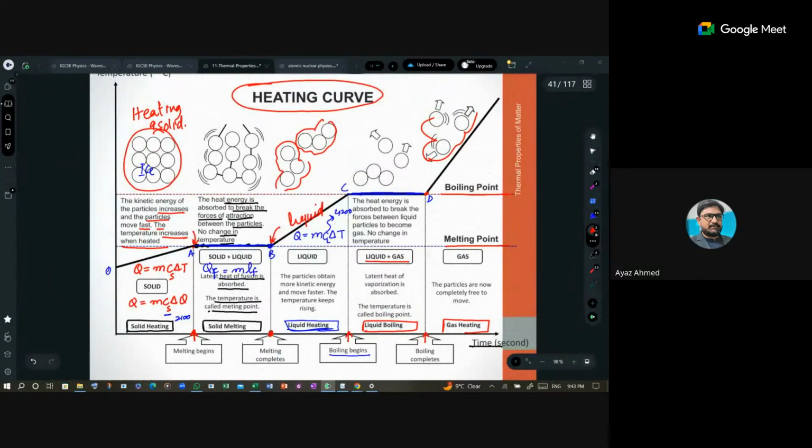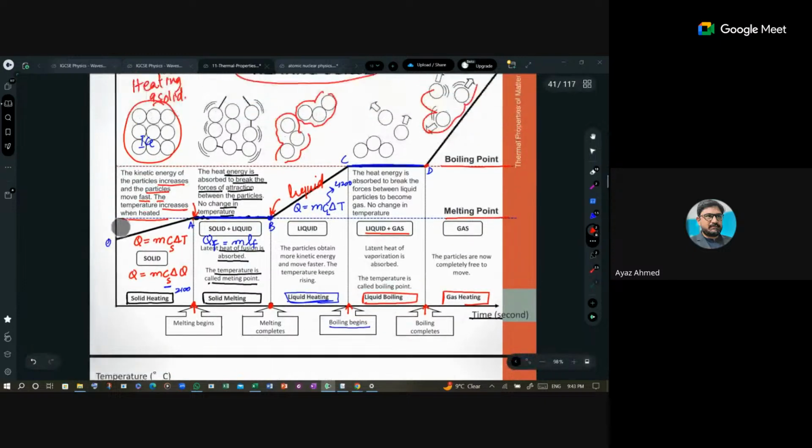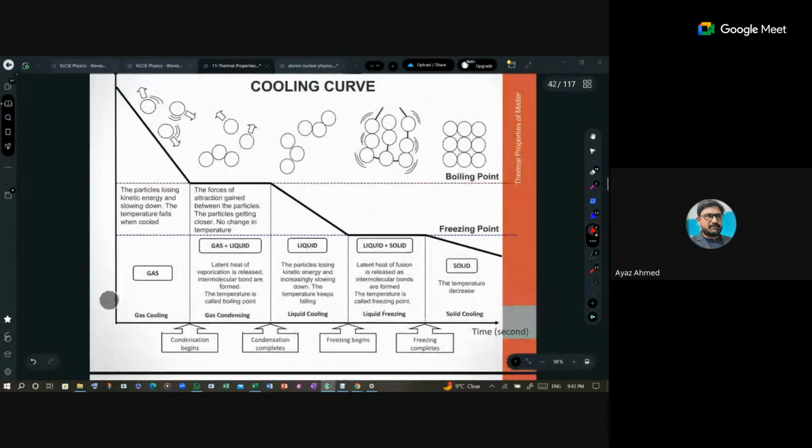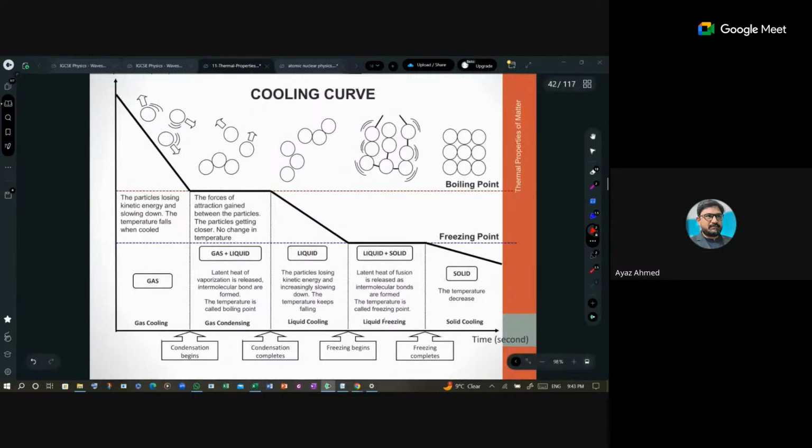ये ग्राफ पूछता है आप लोगों से. This graph is asked to you in your exam. I will show you some of the questions and then it will be clear to you, right? Similarly, we have a cooling curve. This is the cooling curve. A similar curve, exactly the same, but it is cooling.